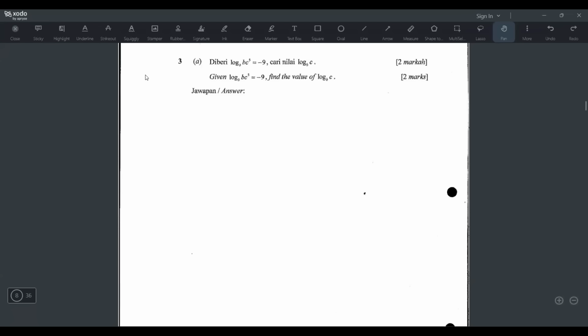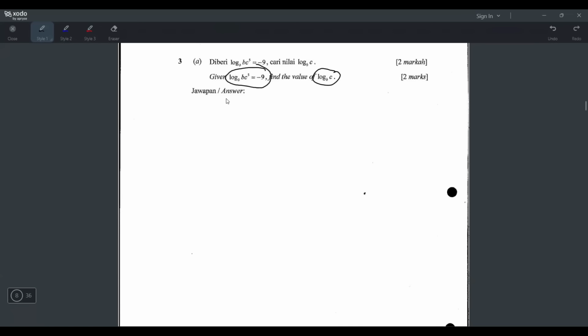Okay, let's continue. This is number 3. Another log question. Given log of b c power 5 base b equals negative 9. Find the value of log c base b. First of all, we can use the laws of logarithm. They are asking us to find log c base b, right? And if you look at this information, it's also in log base b. So the base is good already.